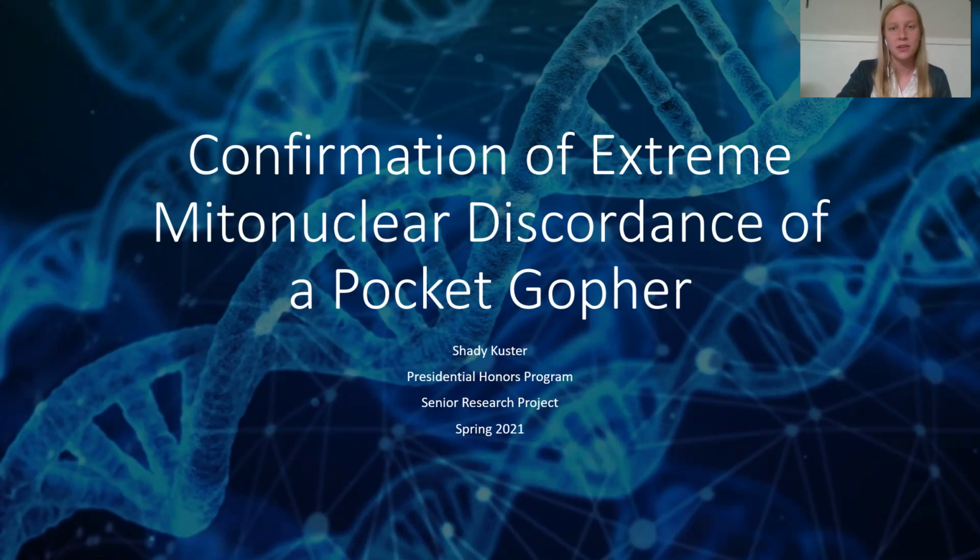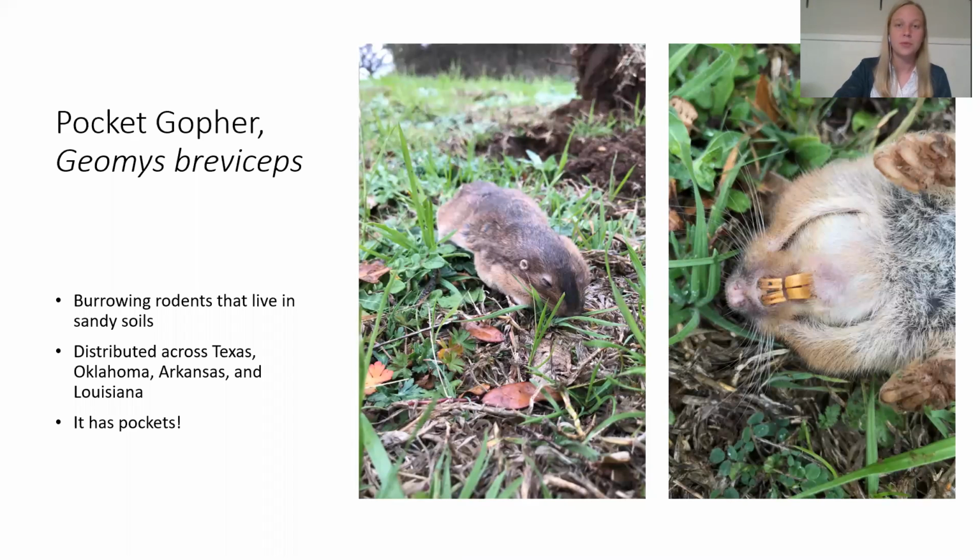That first piece is going to be the pocket gopher. The particular species I worked with was Geomys breviceps, or Baird's pocket gopher. And pocket gophers are small burrowing rodents that live in sandy soils. They're distributed across Texas, Oklahoma, Arkansas, and Louisiana. They're called pocket gophers because they have these external cheek pouches where they can store food items for later consumption. And these go pretty far down their bodies, and you can actually invert them just like you can your pants pockets.